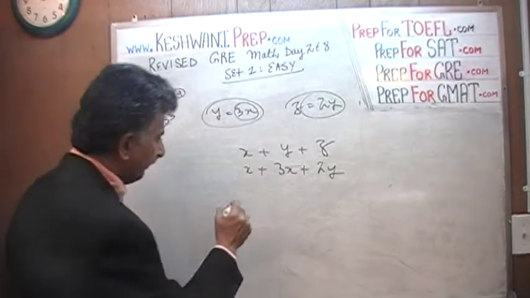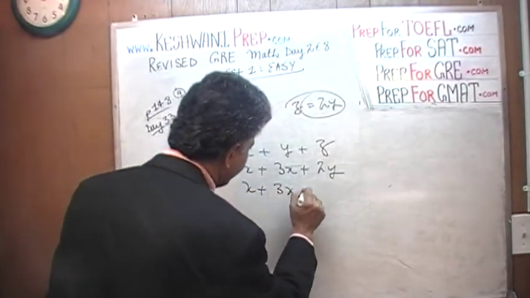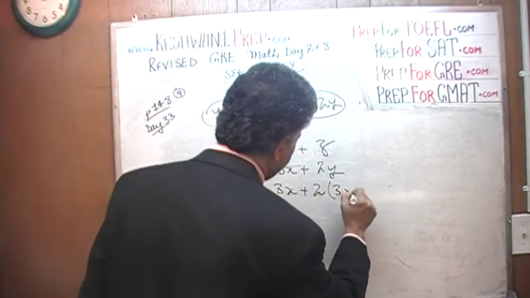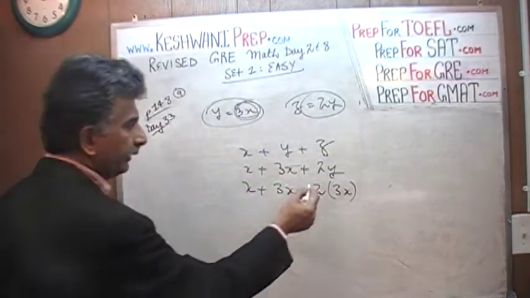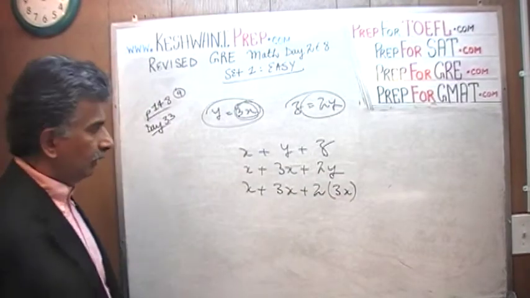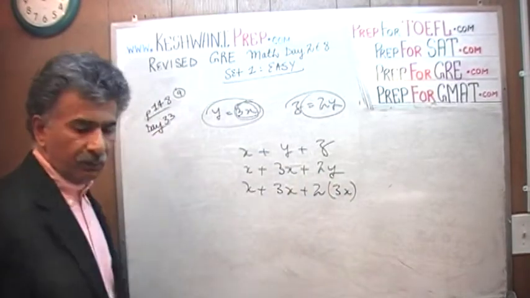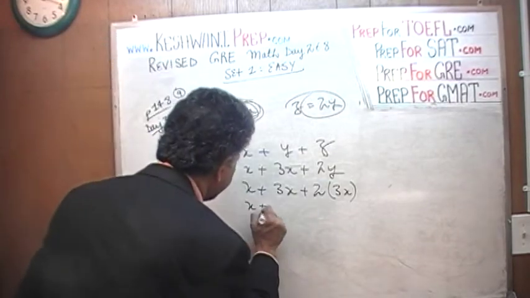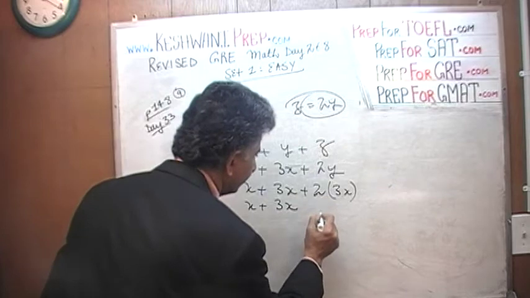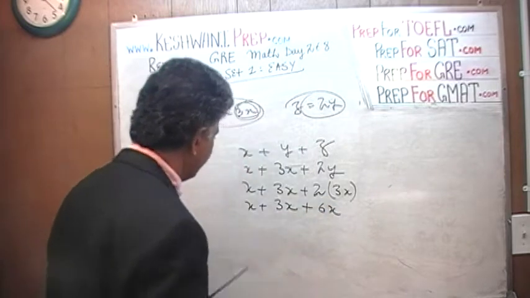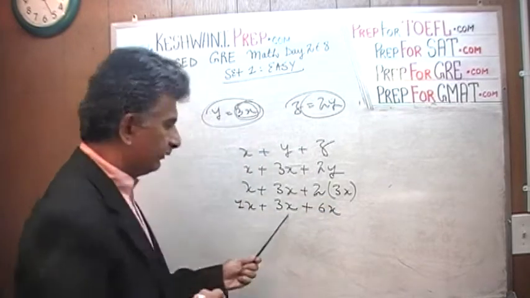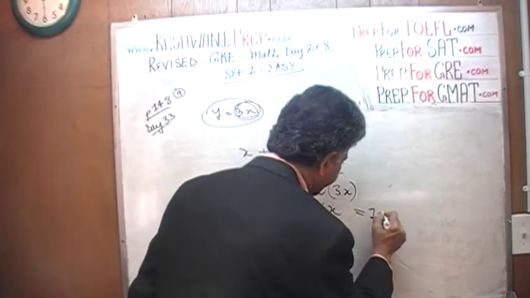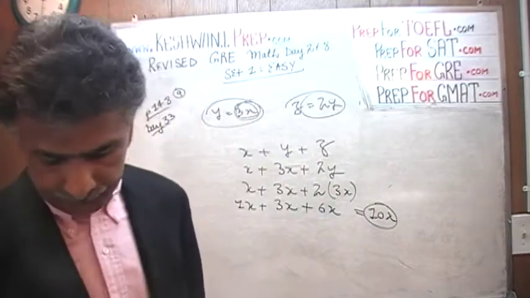We have to go one more step. 2 times y, and y we know is 3x one more time. So z equals 2 times y, and y equals 3 times x. And 2 times 3 is 6, so we get 6x. And we have 1x plus 3x is 4x, plus 6x is 10x. You see, we get the same thing.